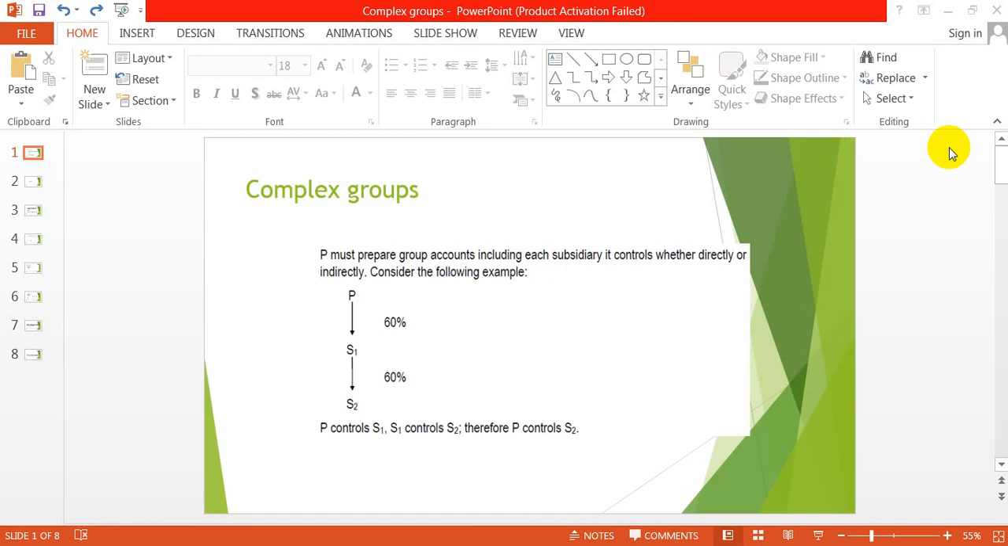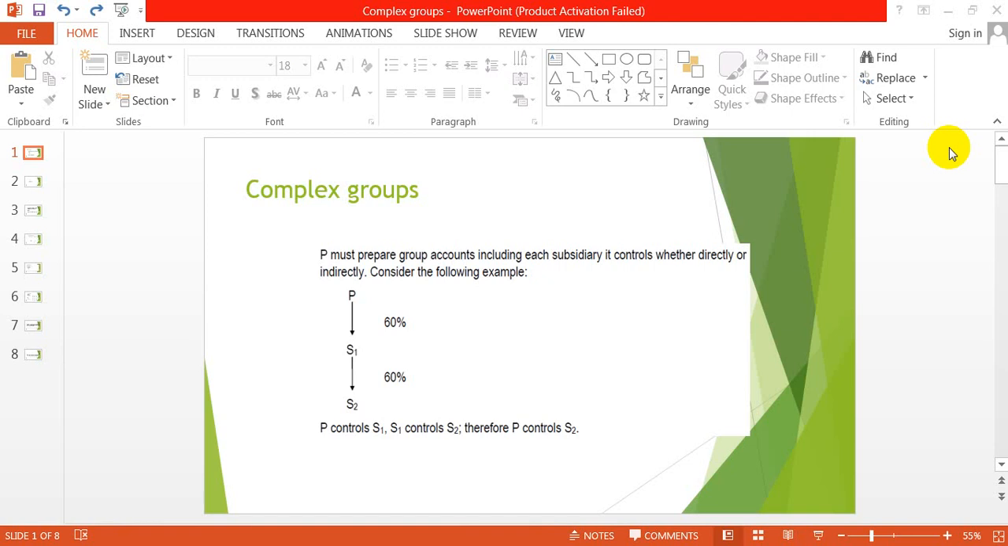Today we look at a session on complex groups in consolidation of financial statements. A parent company at this level will be required to consolidate two subsidiaries. There will be different types of acquisitions.